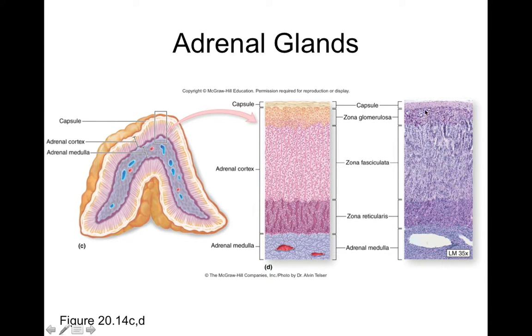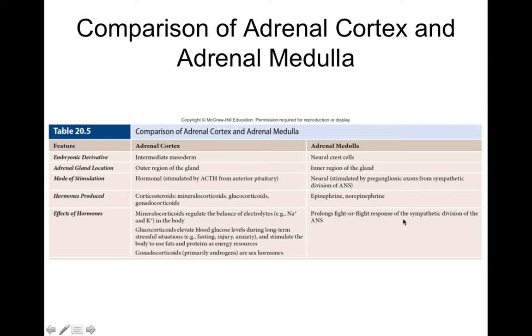Now we can see what those layers would look like here under a histology slide. So this is under a light microscope. We have the zona glomerulosa, zona fasciculata, and zona reticularis. Or if you think about it like this, we have GFR. So GFR, from superficial to deep: glomerulosa, fasciculata, reticularis.